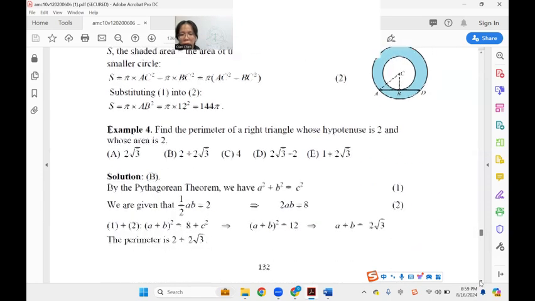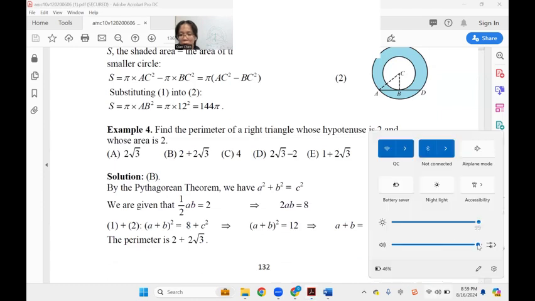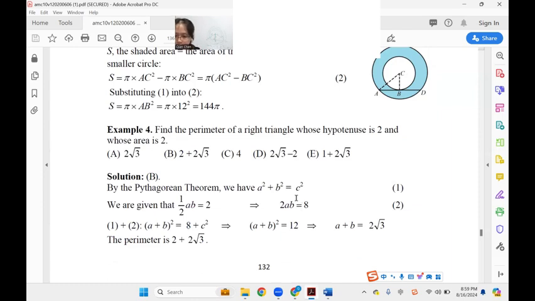And then let's talk about example 4. Example 4. Find the perimeter of the right triangle whose hypotenuse is 2 and whose area is 2. Okay, that's easy. So this is a 90 degree triangle. Its hypotenuse is 2 and the legs would be A and B. Right. The area would be 2. So from here we can get A multiplied by B is equal to 2.